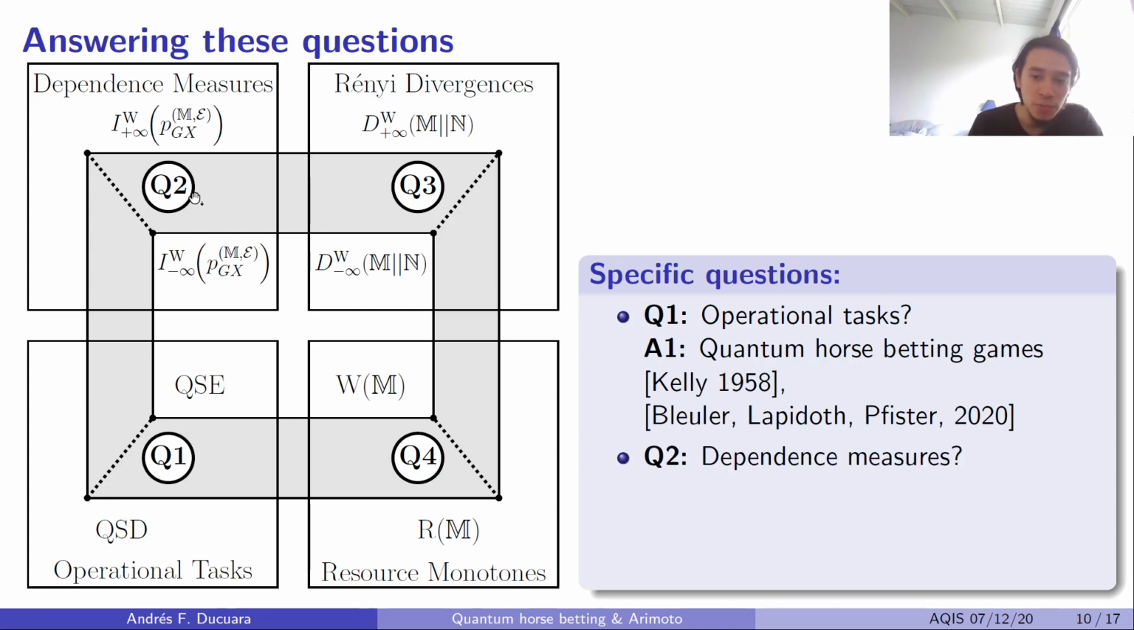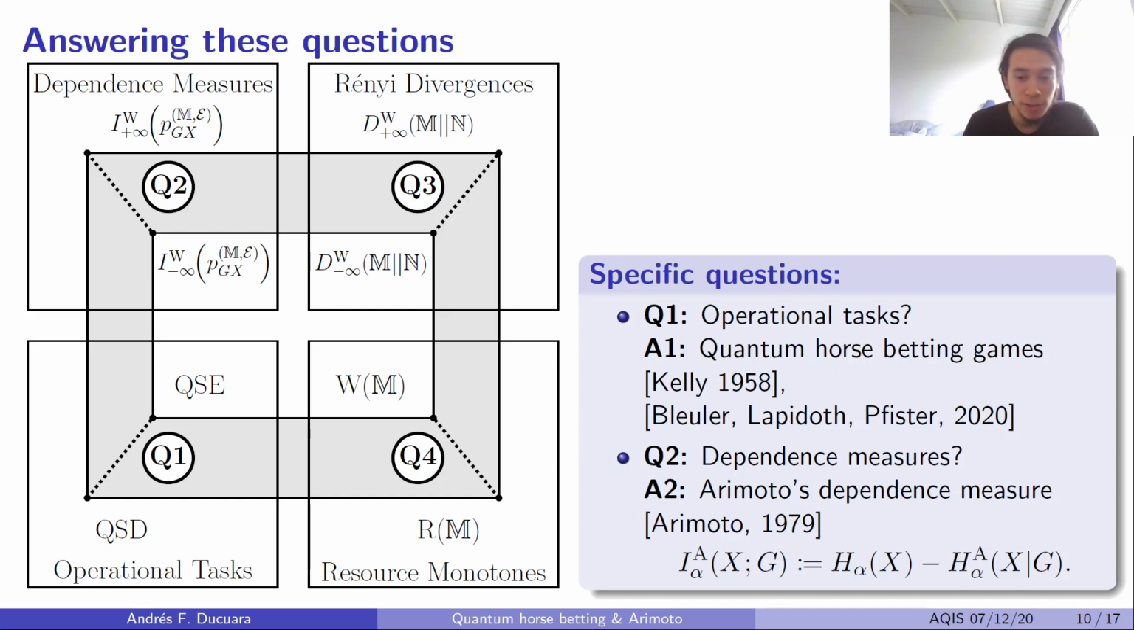Now, in terms of question 2, there are a bunch of different dependence measures to take inspiration from, but it turns out that the one that does the job here is the one due to Arimoto, which takes this form and is parameterized by this alpha, which can go from minus infinity to plus infinity. We can think about this as a generalization of the mutual information of classical information theory. Right, that is Arimoto's dependence measure, basically this function here.